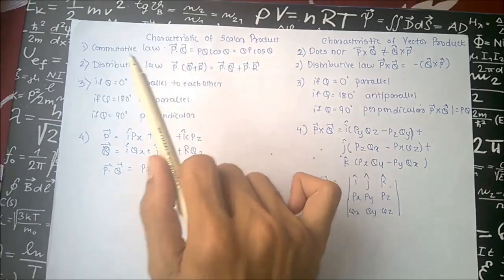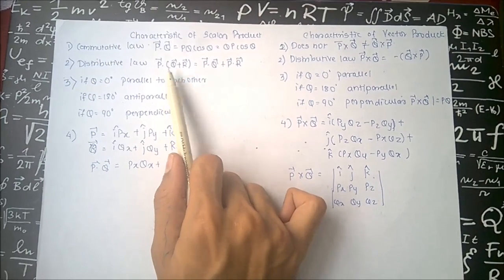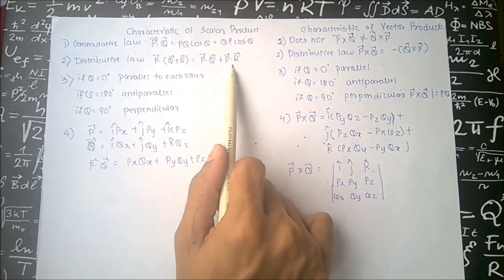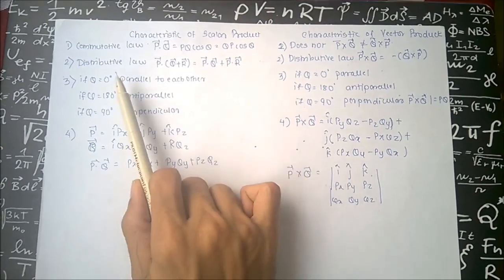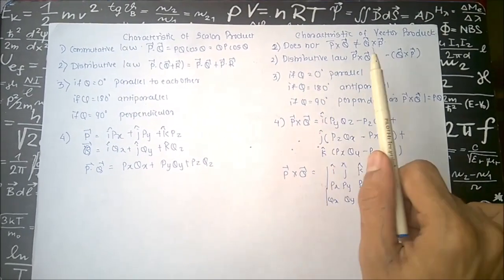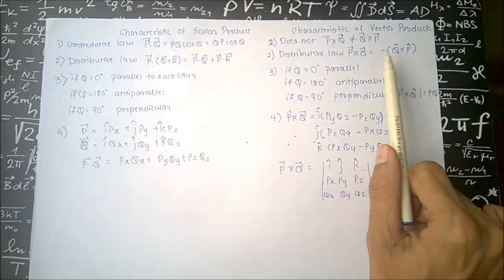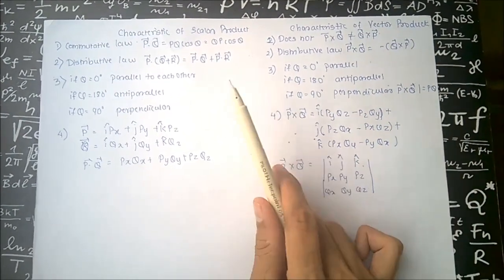Next we have the distributive law, that is, the dot product p dot (q plus r) equals p dot q plus p dot r. The distributive law is also obeyed in the vector product, but with a sign change: p cross q bar equals minus q cross p bar. So we get a minus sign when the law is applied.